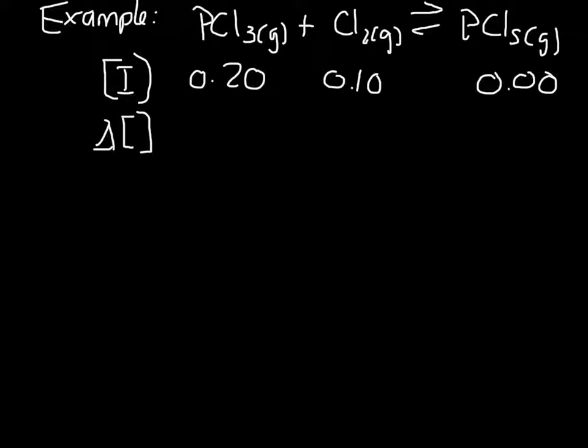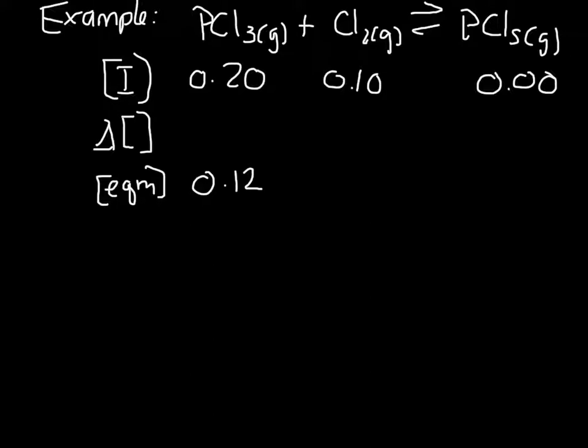Next, we want to look at what our change in concentration is, and ultimately we want to know what our equilibrium concentrations are. Finish reading the problem: at which time it was found that the flask contained 0.12 moles of PCl3. So that is the other piece of information that was given to us. We need to fill in the rest.